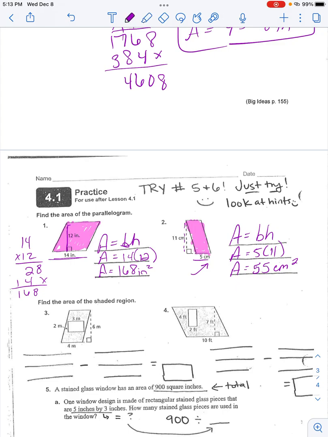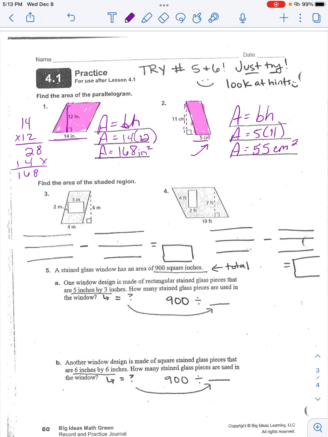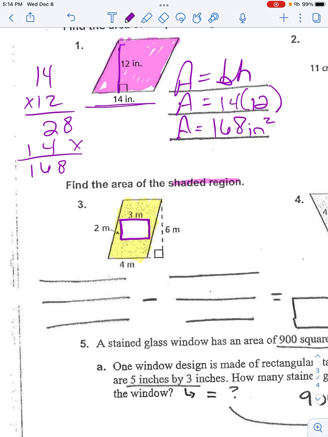Starting with 3 and 4, now it's going to do the ones that we did in our notes today. So you're finding the area of the shaded region. If you look closely, there is a region that is not shaded, so you're going to take that part out. We're just finding the area of the shaded portion of the parallelogram. And there are so many lines because I'm trying to get you to show your work.